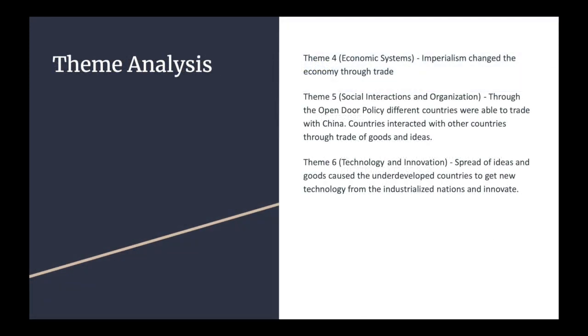Our theme analysis consists of Theme 4, Economic Systems, because through imperialism it changed the economy through trade. Theme 5, Social Interactions and Organizations, because through the open door policy different countries were able to trade with China, as well as countries interacting with other countries through trade of goods and ideas. Theme 6, Technology and Innovation, because of the spread of ideas and goods caused the underdeveloped countries to get new technology from the industrialized nations and innovate.